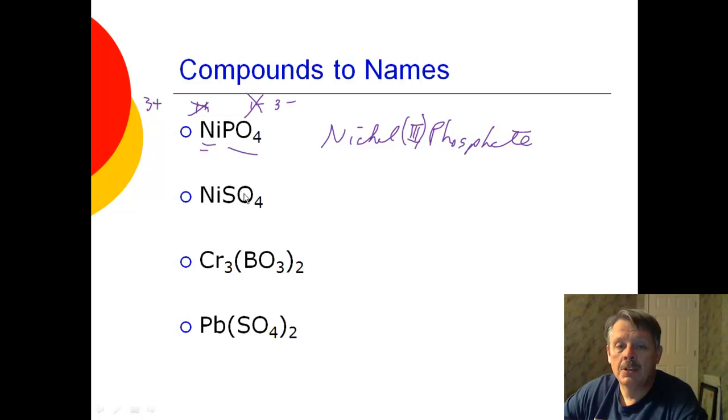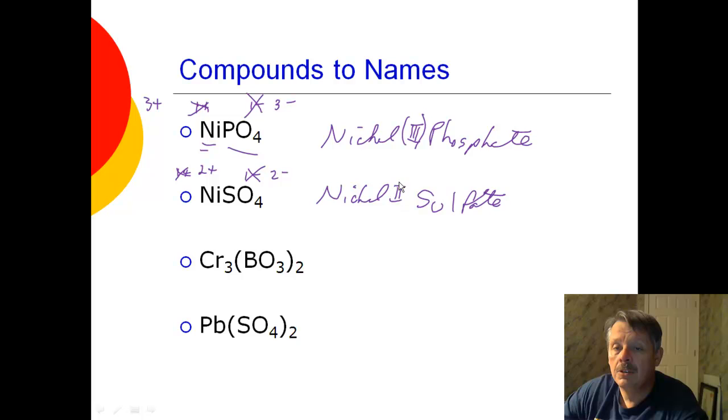How about this one? Well, this is nickel and sulfate, and I already know I have to go look at my charges. This is a 1-to-1 relationship, but sulfate takes on a 2 minus charge. So that means my nickel has to be a 2 plus charge. So this has to be nickel 2 sulfate.